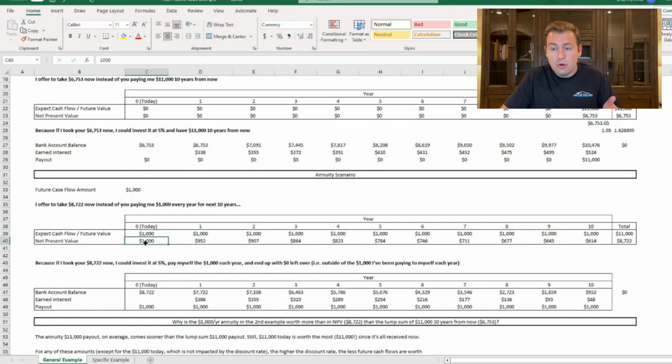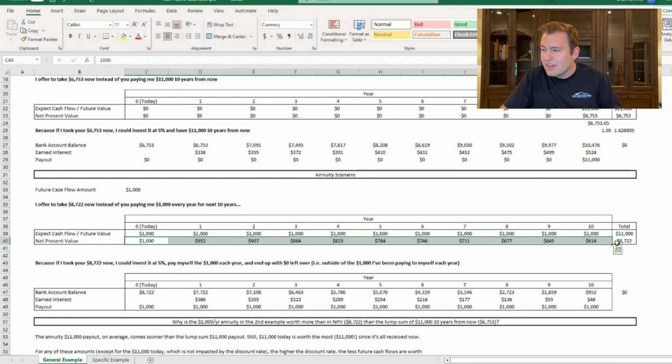Well, this row puts everything in today's dollars, so we can simply add this up, and you can see here the total is $8,722, which means that an annuity that pays $1,000 every year between today and 10 years from now, that $11,000 that gets paid out, is actually worth, in today's money, its net present value is $8,722. Well, let's think about why that's the case.